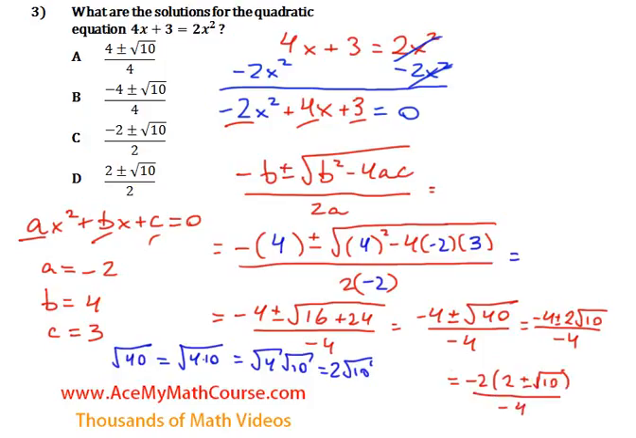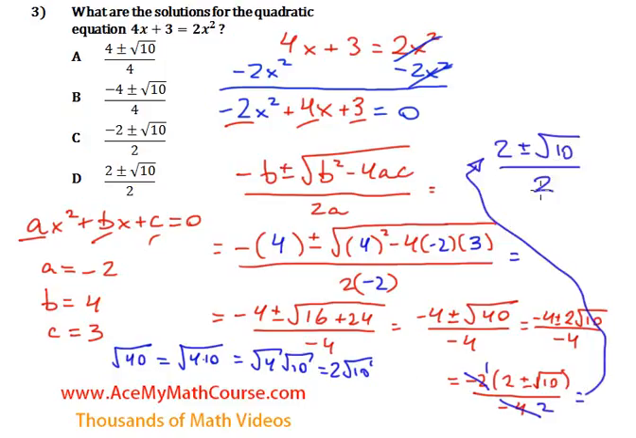Then I can divide top and bottom by, surprise, surprise, negative 2. Negative 2 divided by negative 2 is 1. And negative 4 divided by negative 2 is 2. So now the answer is 2 plus or minus the square root of 10 over 2. So the answer is D. And we're done.